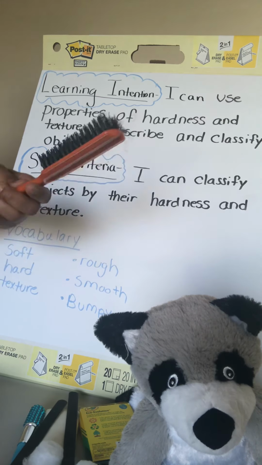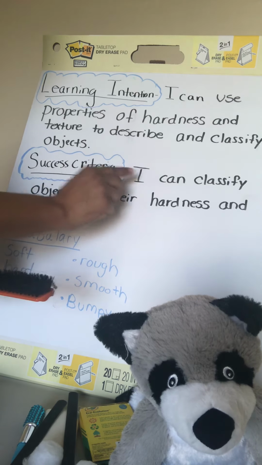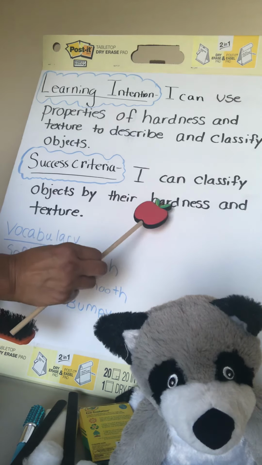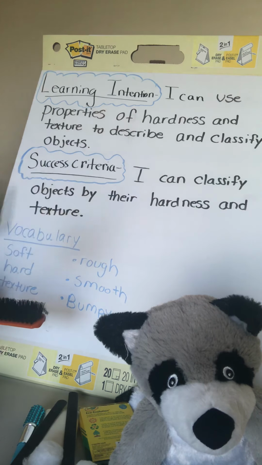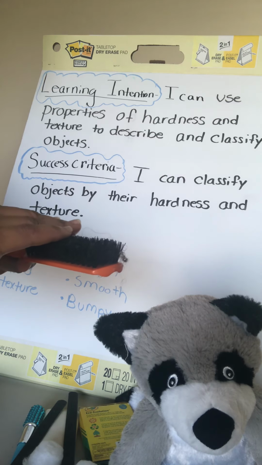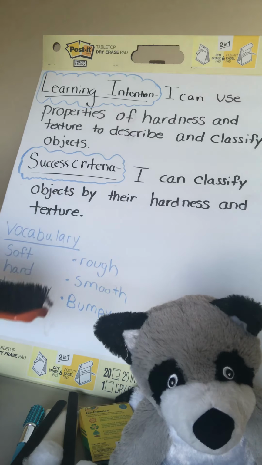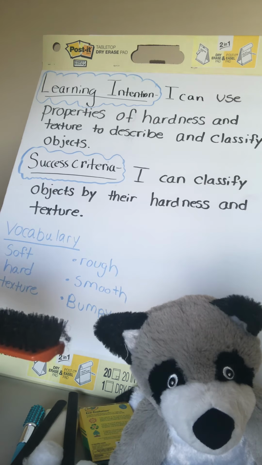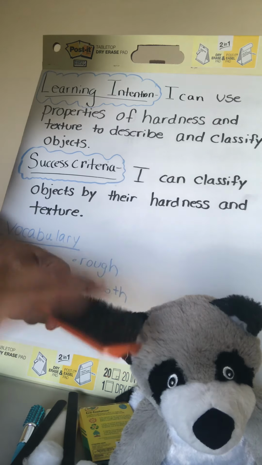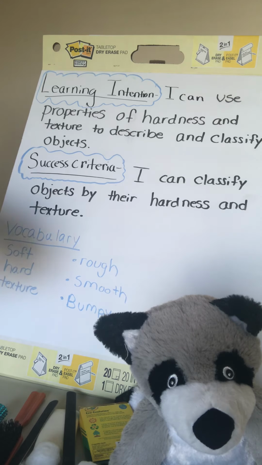I have another object. Remember, we are on our success criteria: I can classify objects by their hardness and texture. This is a brush, and I'm going to feel its texture. Is it soft, hard, rough, smooth, or bumpy? Oh, yes, you are right. It's rough. It's rough.